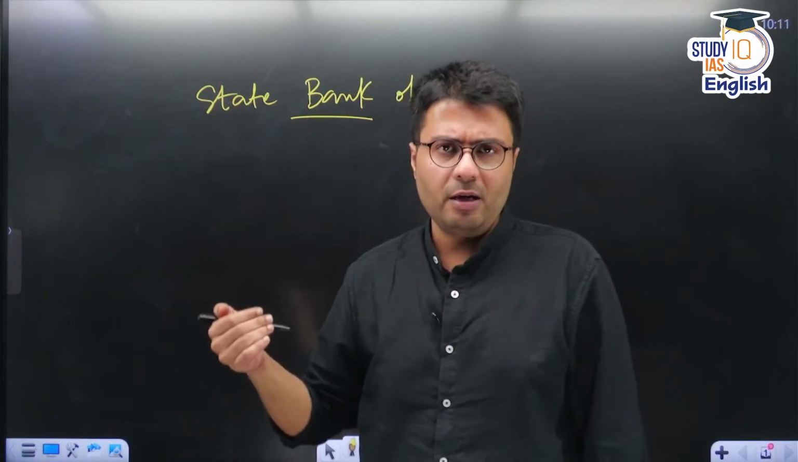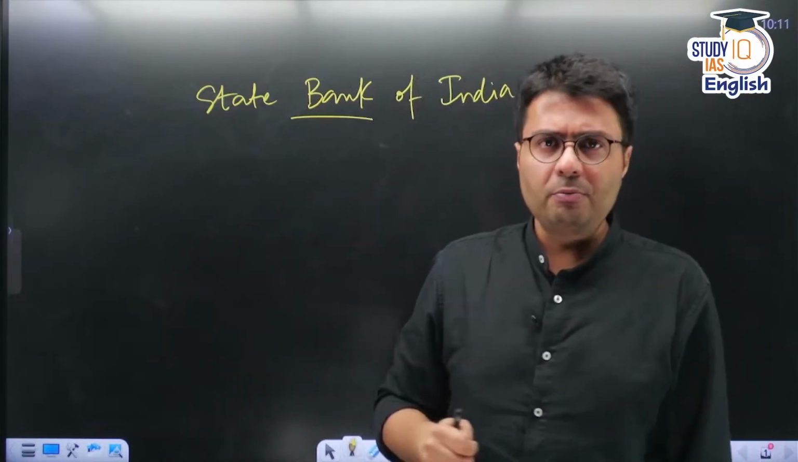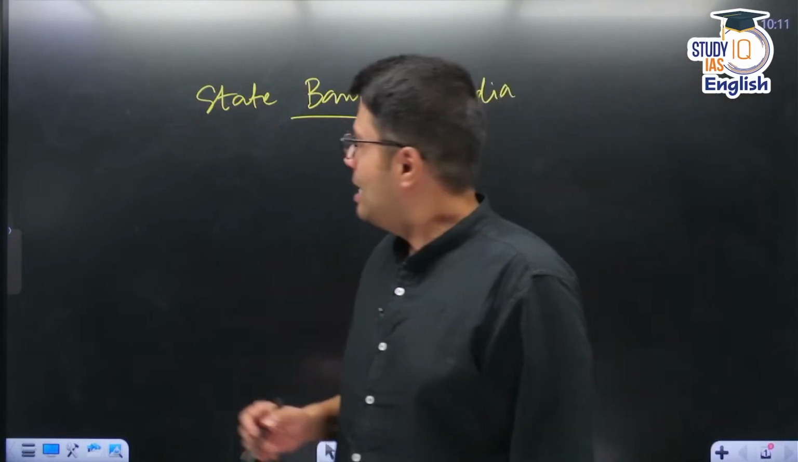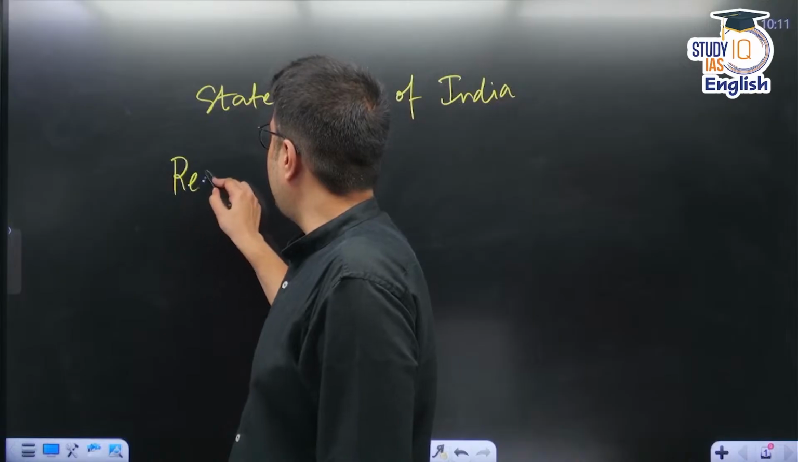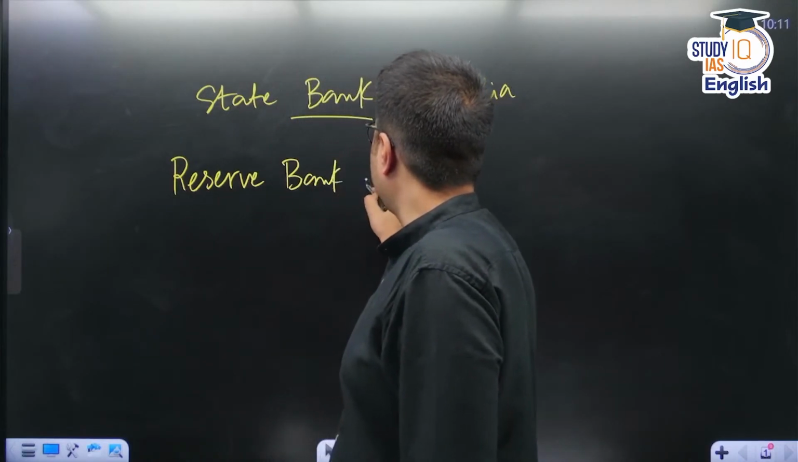Similarly, there are private banks also: ICICI, HDFC, Axis. These are a few names of commercial banks, right? So these are all what you can call commercial banks. But now, how many of you have heard the name Reserve Bank of India?